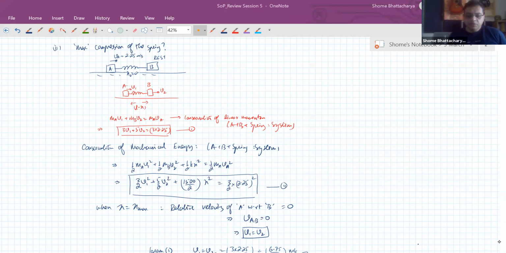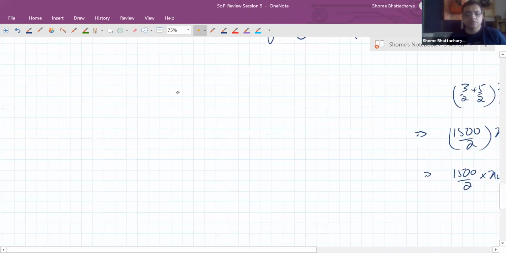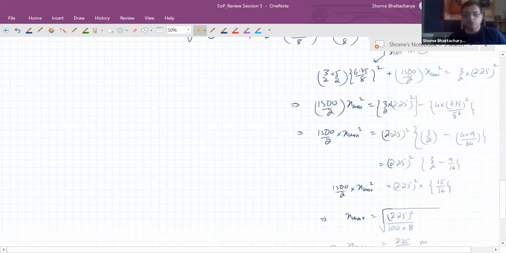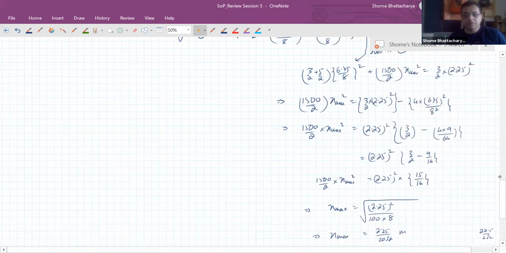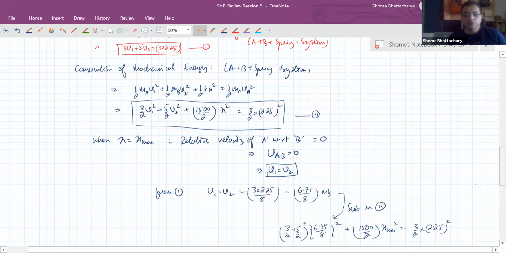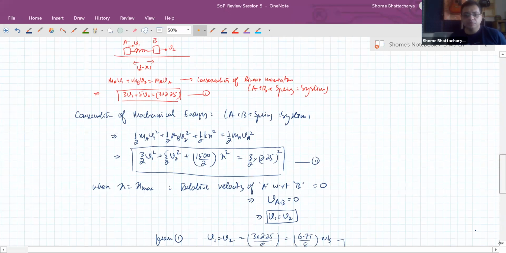Okay, so the momentum conservation equation, the energy conservation equation, and then the condition applied on that, that at the instant when the spring has maximum compression, the relative velocity of the two blocks should become zero because A has come closest to B. So their velocity in ground frame should be common. So we substitute V1 equal to V2 in this. Yeah. And solving that, this is how we get the value of maximum compression.